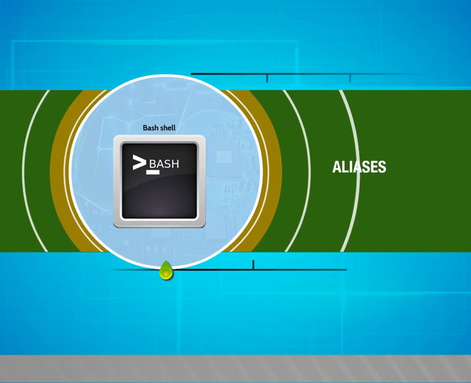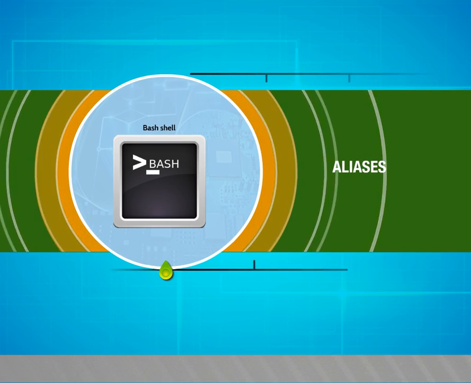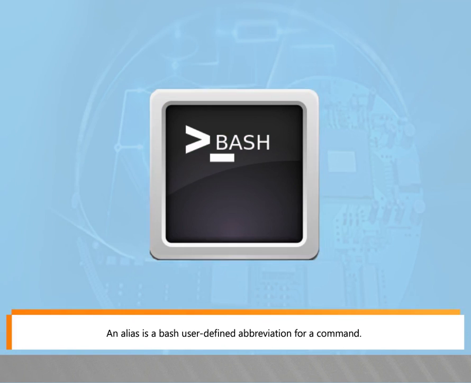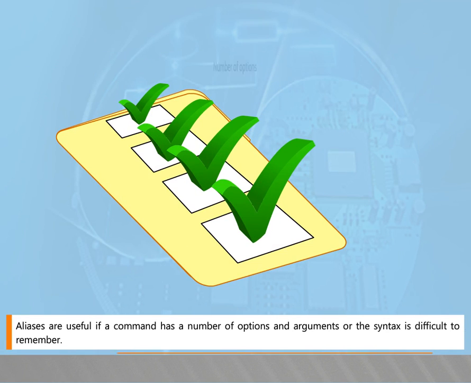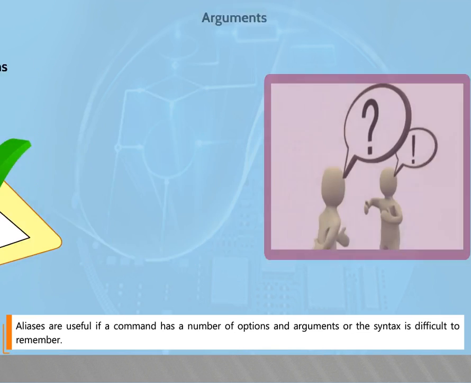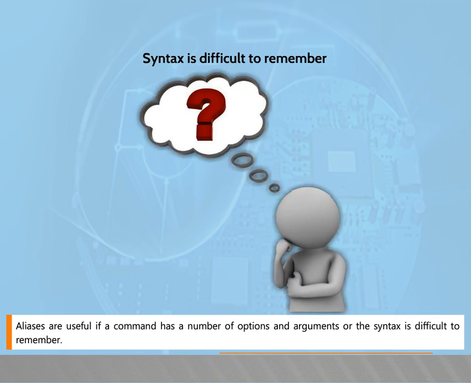Aliases. In this video we are going to see about aliases. An alias is a bash user-defined abbreviation for a command. Aliases are useful if a command has a number of options and arguments or the syntax is difficult to remember.